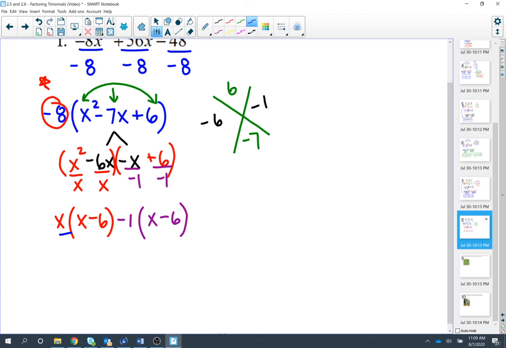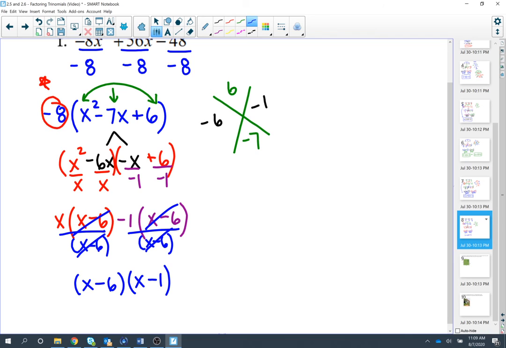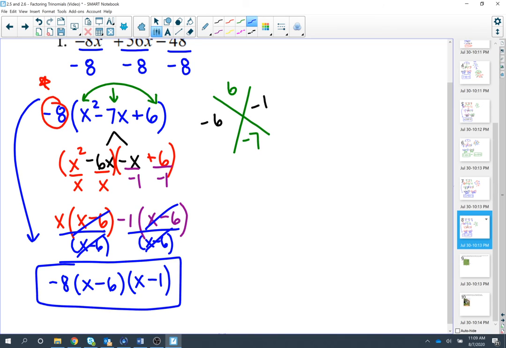Parentheses match. Take out x minus 6. Record your x minus 6. What's left over? An x. What's left over? A negative 1. And whatever you do, do not forget the negative 8. And I yell at you guys and tell you that, but honestly, I forget it all the time. So if we're in class doing this, or even on a video, if I forget to bring that thing down, tell me about it, because I'll forget.